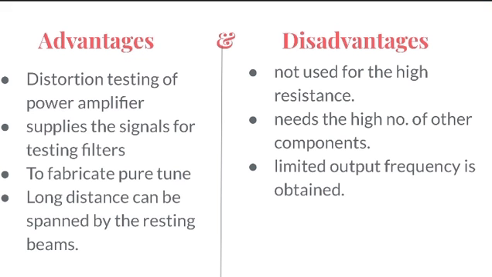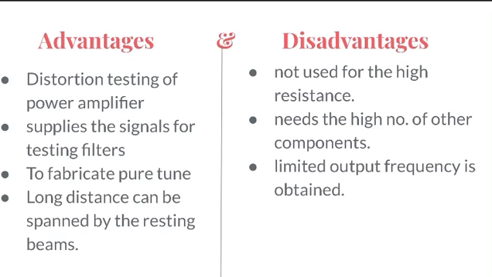And coming to the advantages and disadvantages of this Wien bridge oscillator. For advantages, it helps in distortion testing of power amplifiers, and it also supplies signals for testing filters. This Wien bridge oscillator is best for the excitation of AC bridges, and a long distance can be spanned by the resting beams also.